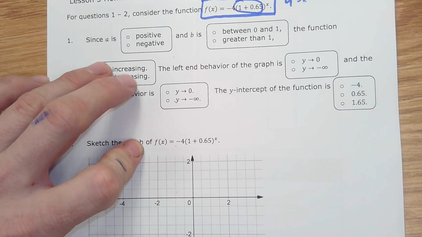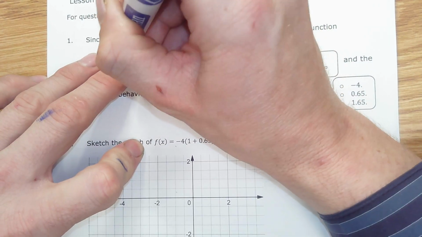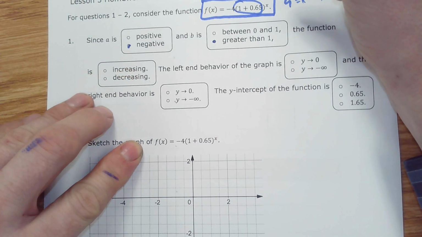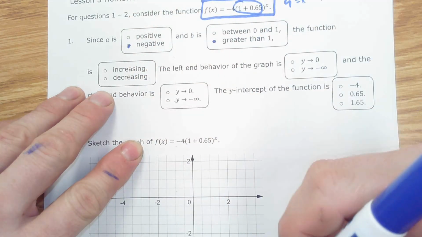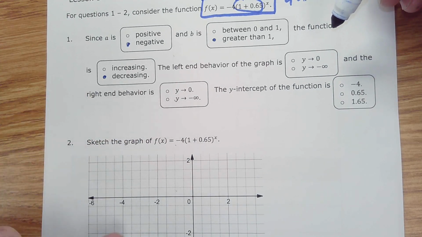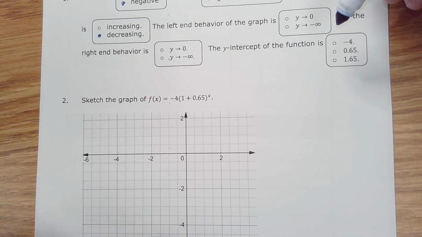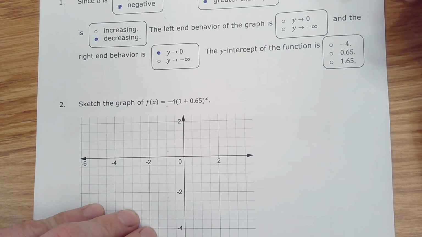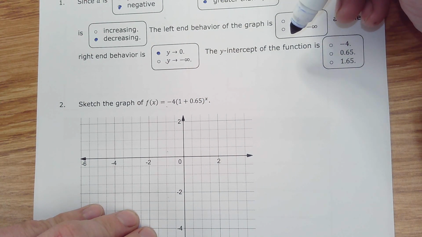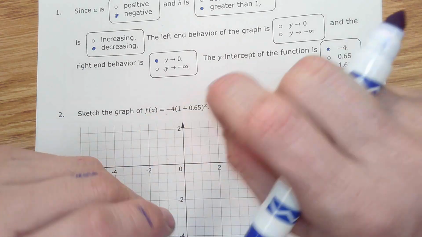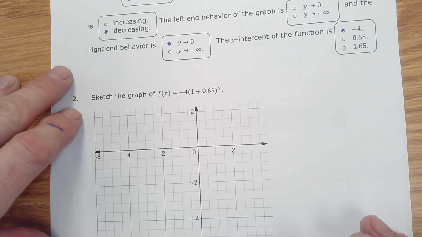Since a is negative and b is greater than 1, we know the function is going to be going downward. So the left-hand behavior, if it's going down this way, should be approaching 0. And then the y-intercept, of course, is a, which is -4. Let's see where I got all this from, just by looking at the equation. After we graph it, it should become more intuitive.